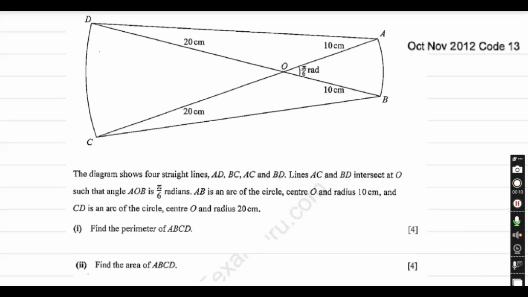Students, in the last lecture we did one question from past papers of circular measure. Today we are going to do one more question of the same topic.